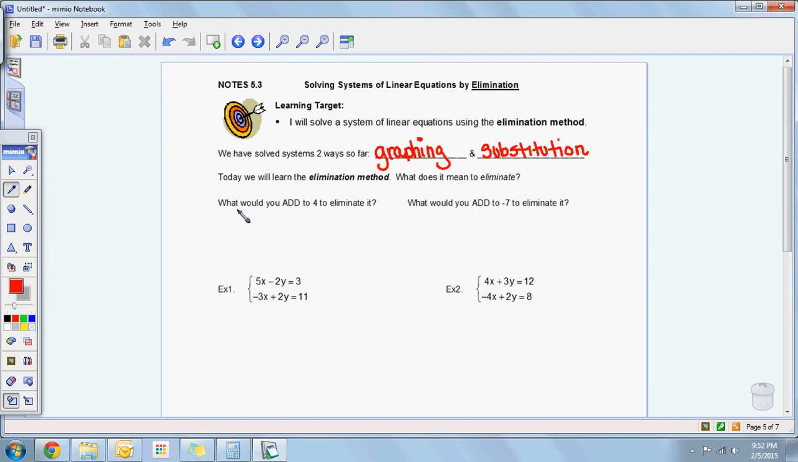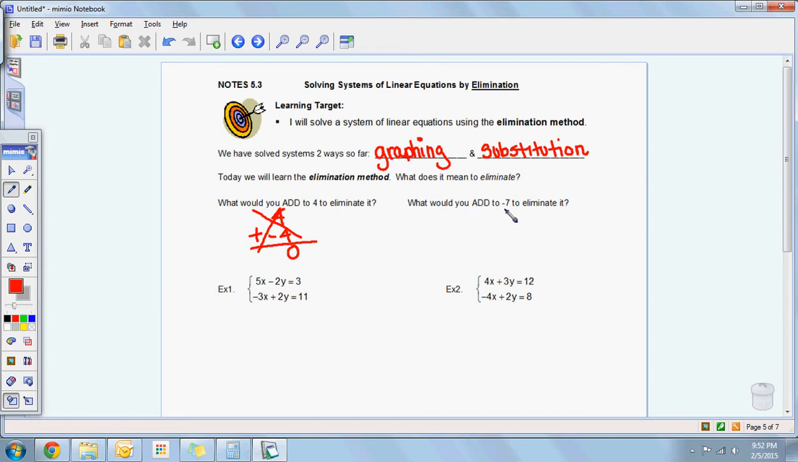So if I asked you what you would add to the number 4 to eliminate it, if we wanted to get rid of the number 4, what could you add to that number? So think about it. All right. In order to get rid of it, we'd have to add a negative 4. Why does that get rid of it? Because 4 plus a negative 4 gives you 0. So they're gone. Okay?